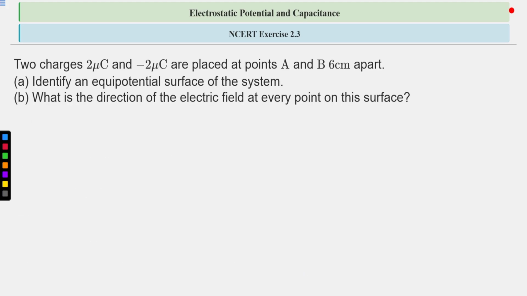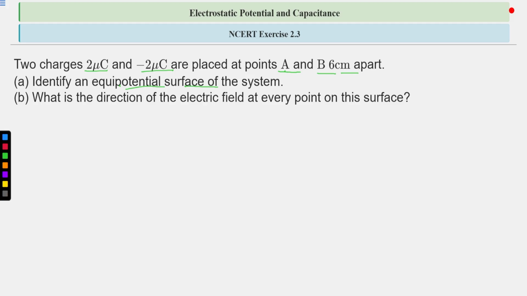So NCERT exercise 2.3: two charges, 2 microcoulomb and minus 2 microcoulomb, are placed at points A and B, 6 centimeter apart. So two charges of equal magnitude but different polarity are placed at points A and B, 6 centimeter apart. Identify an equipotential surface of the system.